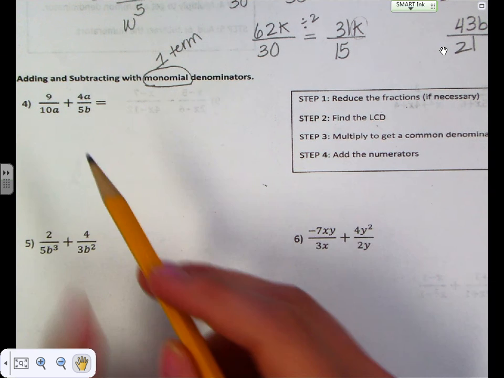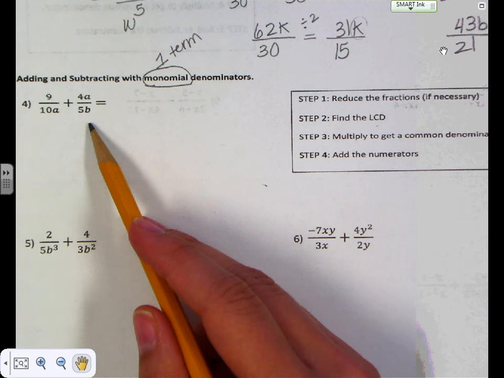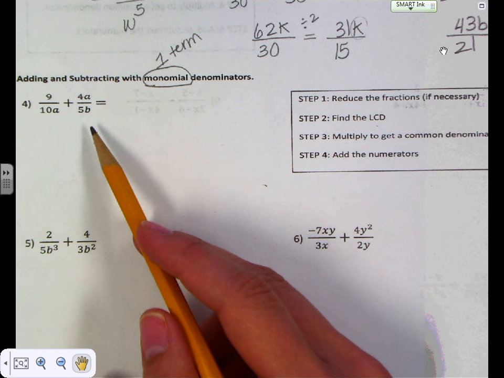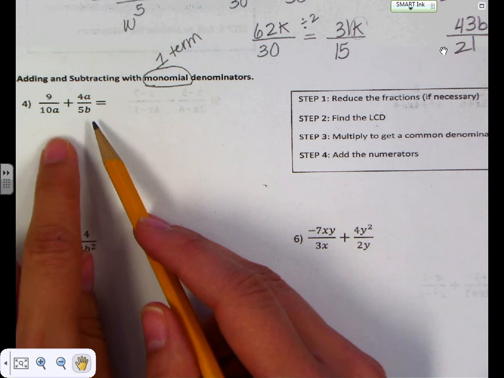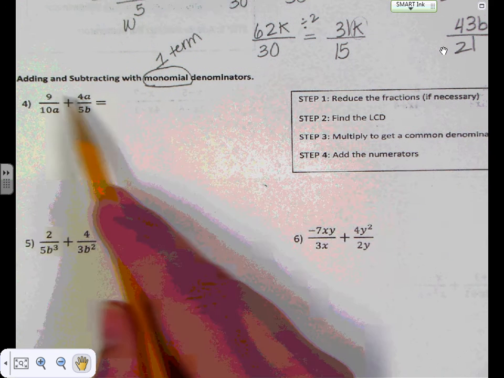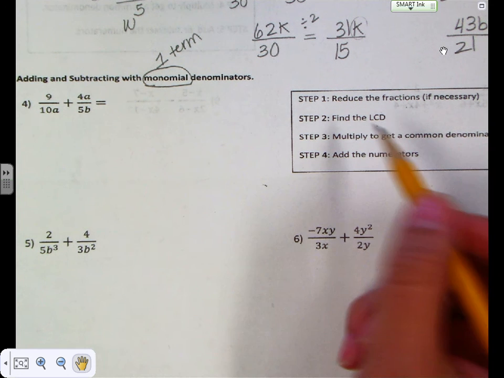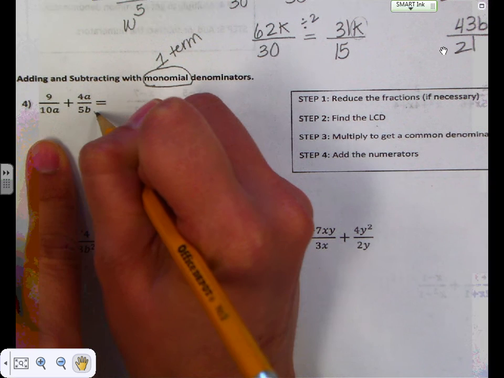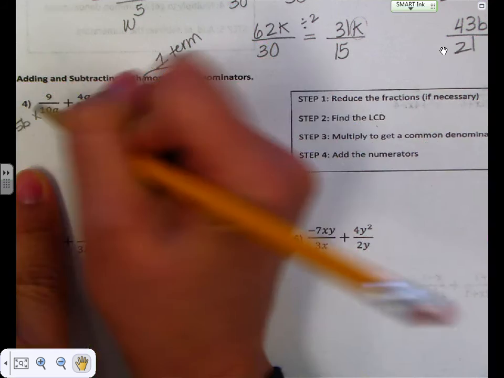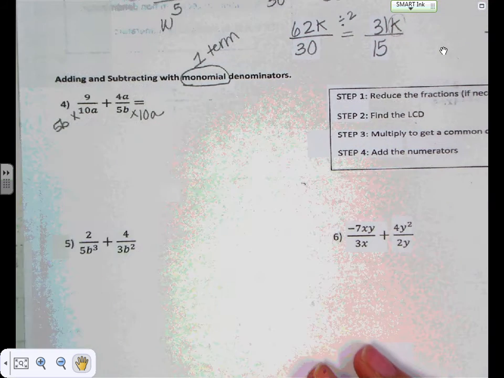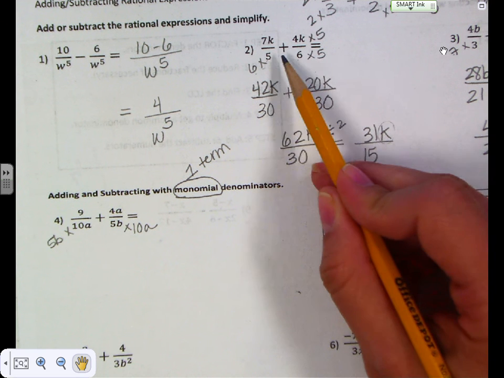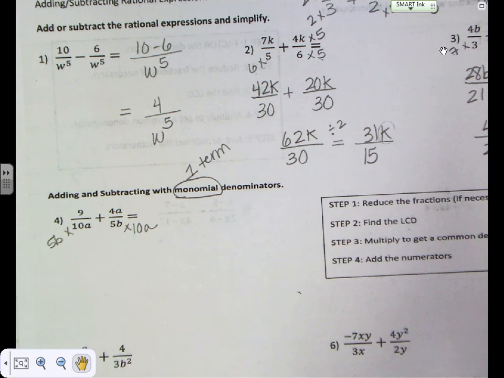Okay, so Christian, if you look at number 4, what is the common denominator? Okay, so notice how we have these letters added to it. What we have to do is, can you reduce anything from the top or the bottom? No. So find the lowest common denominator. You're going to multiply one side by 10a, and the other side by 5b. Similar to how we did in number 2. You multiplied one side by 6, and the other fraction by 5. So you switch them.